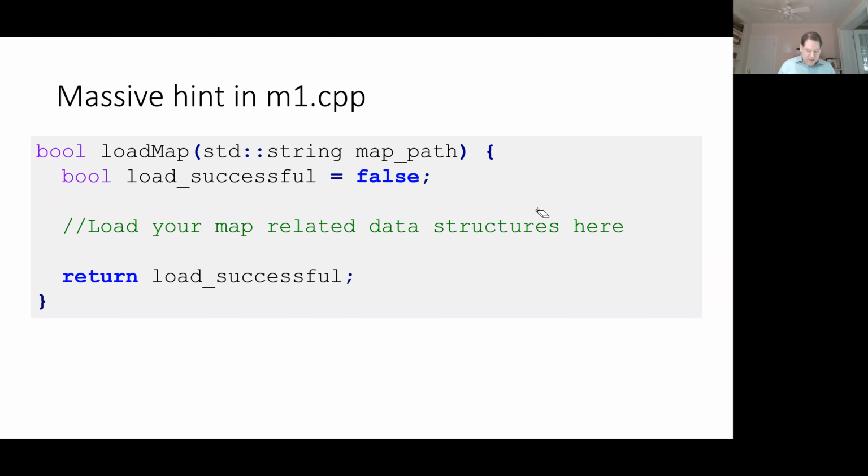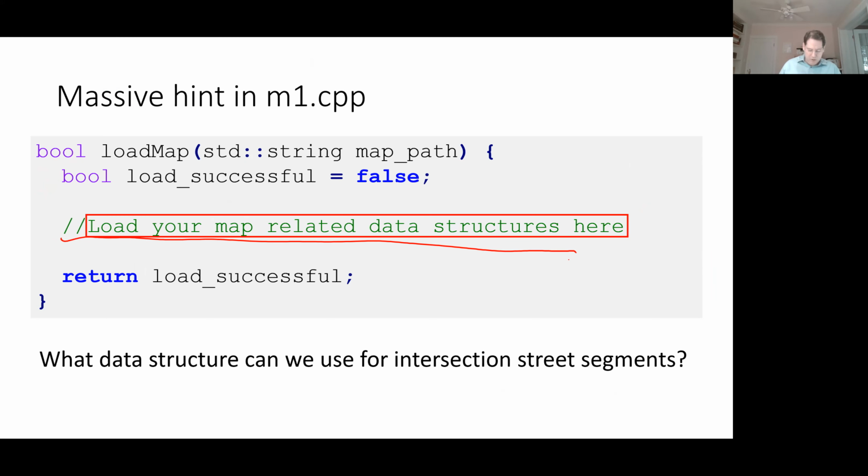So this is the hint: we're going to call load map before we call any of your functions, before we speed test them. So we can load anything we want. In load map, we can load a data structure that's going to make this function call faster. So what can we use for intersection street segments? And we're basically out of time.